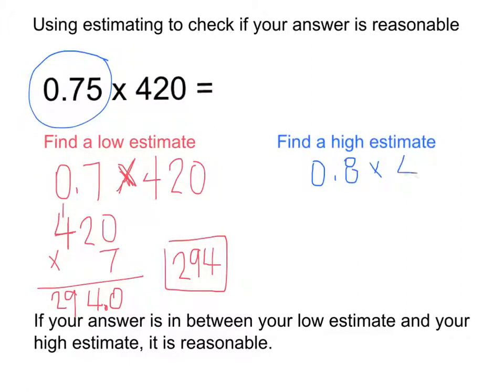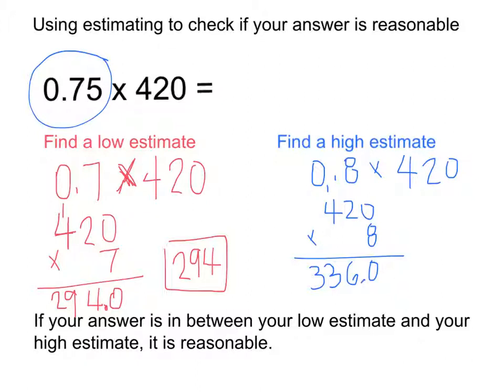So 0.8 times 420. My first step again is to ignore the decimal point times 8. 8 times 0 is? 8 times 2 is? Carry the 1. 8 times 4 is? 32 plus 1 is? Okay, how many numbers do I need after the decimal point, Sakshi? 1. Put it there. What is my high estimate then? 336. So we can find a low estimate and a high estimate, and we know that our actual answer needs to be in between which two numbers? Which is what, Aditya?